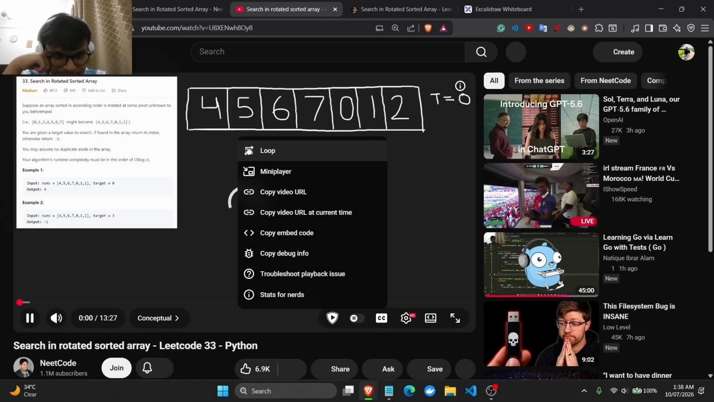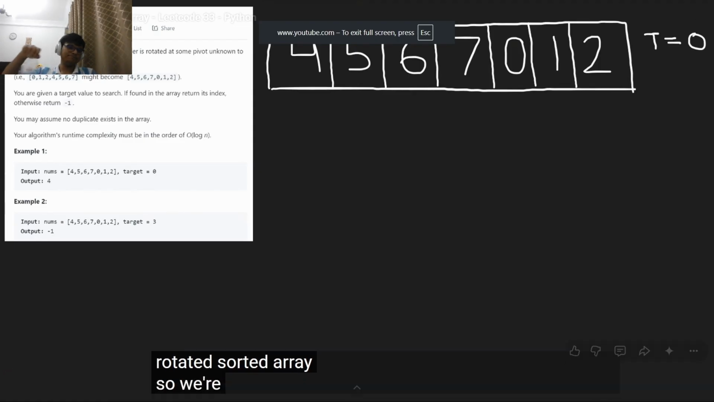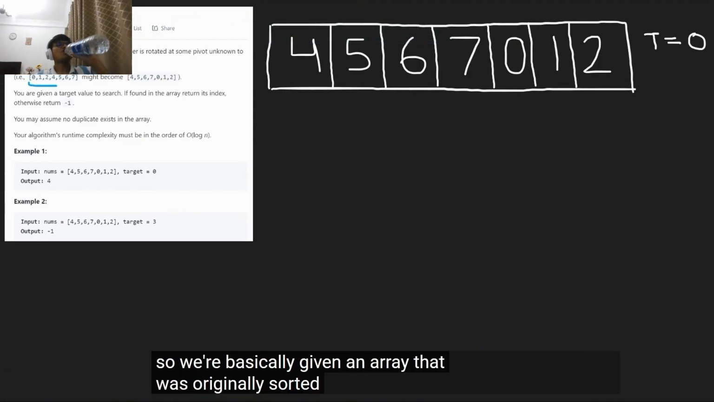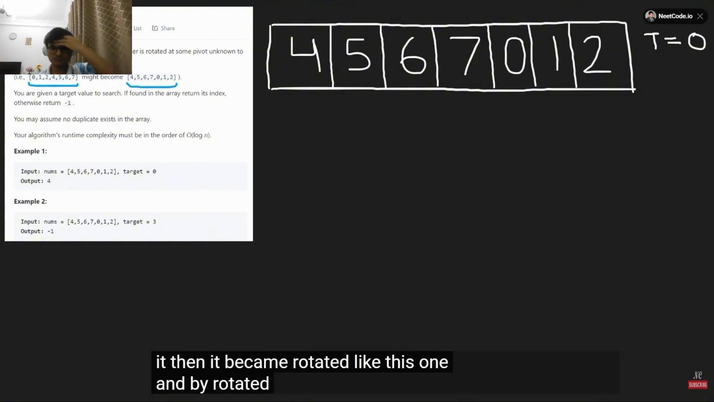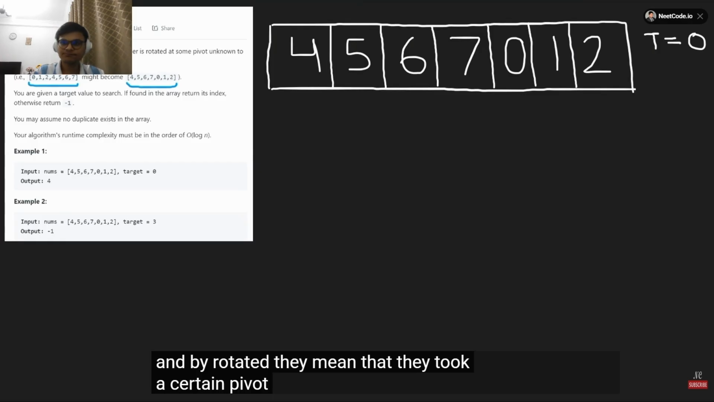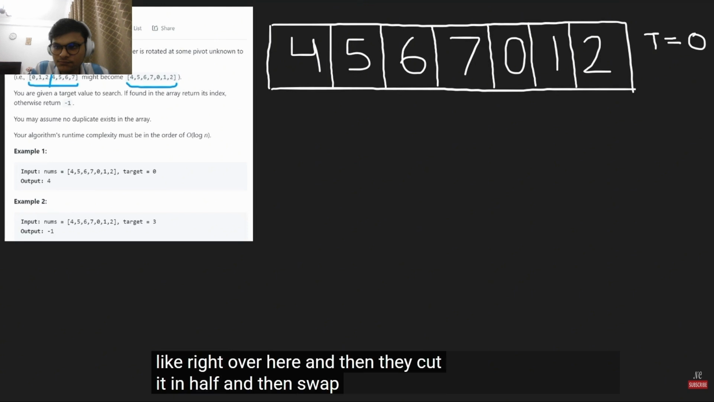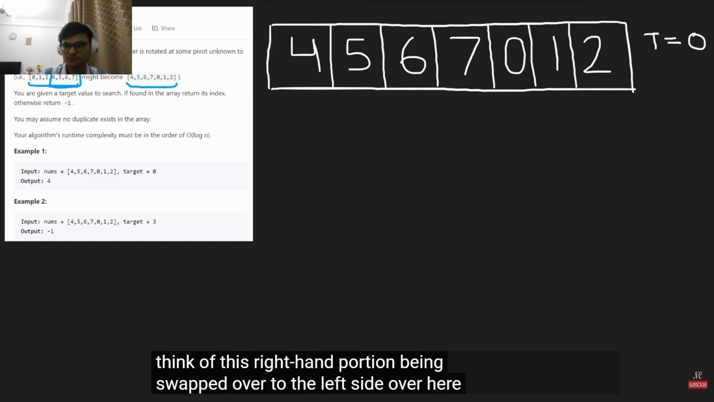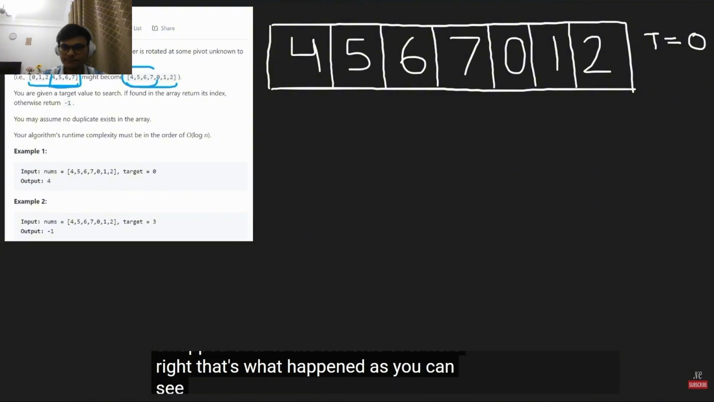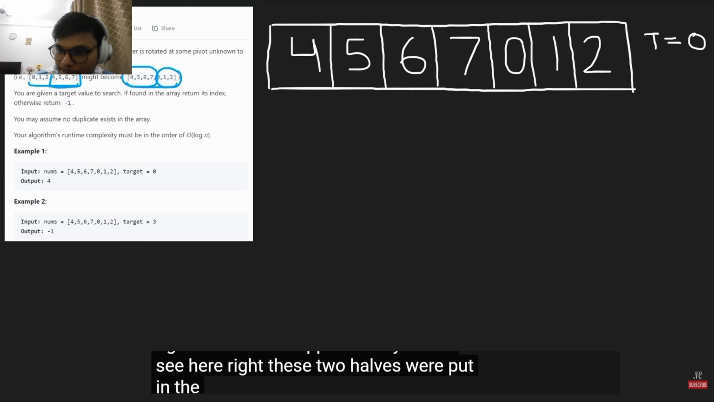Okay, let's solve LeetCode 33, Search in Rotated Sorted Array. So we're basically given an array that was originally sorted like this one, but then it became rotated like this one. And by rotated, they mean that they took a certain pivot or index of the array, like right over here, and then cut it in half and swapped the portions, right? So you can basically think of this right-hand portion being swapped over to the left side over here, right? That's what happened, as you can see here. These two halves were put in the opposite position.